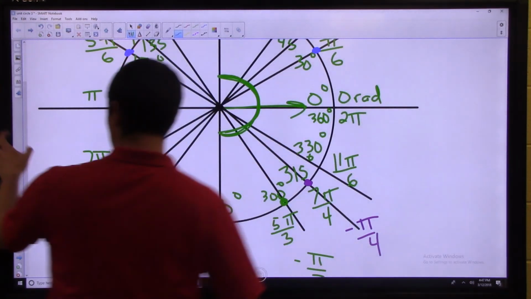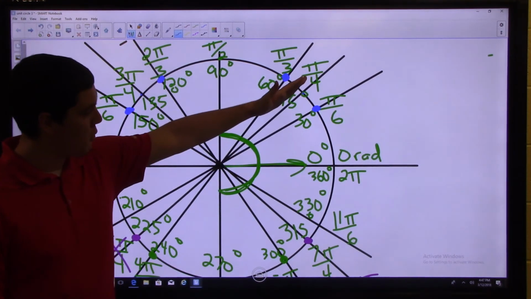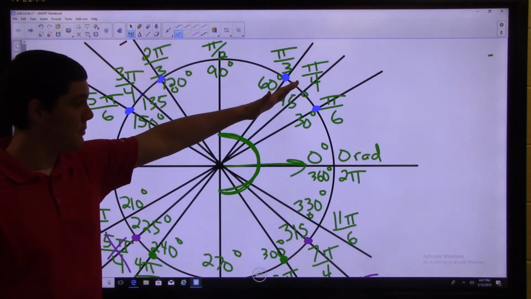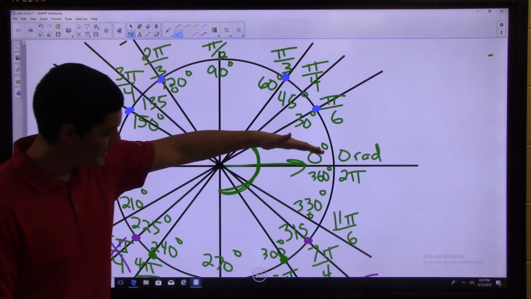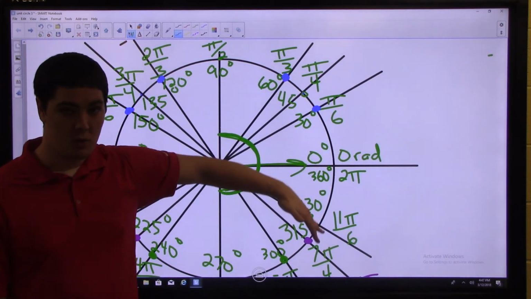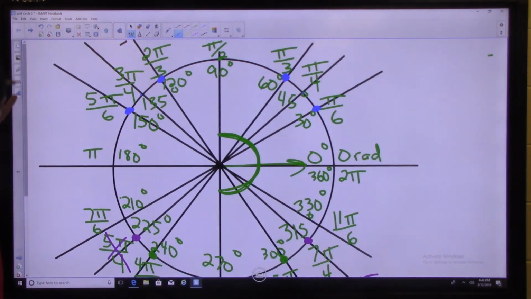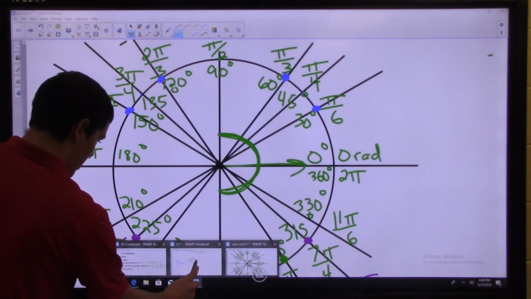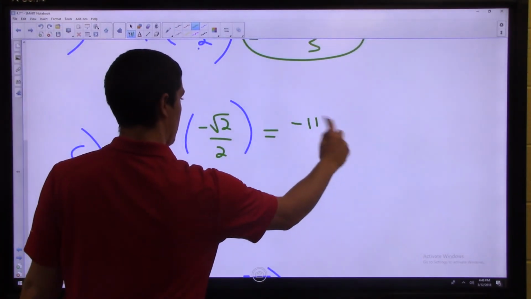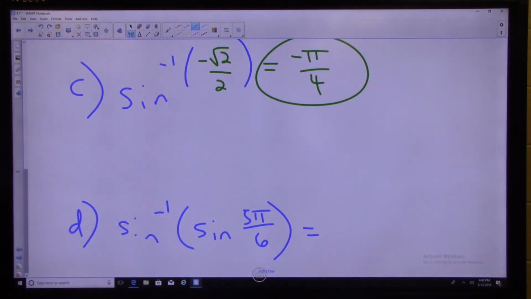So again, let me explain. If we go up to pi over 4, that's positive 45 degrees or positive pi over 4 radians. I need to go that same angle the other way, opening in the negative direction, the clockwise direction. So down here, that's going to be negative pi over 4. That's the answer there. All right, let's try a tougher one, then we'll call it a day.